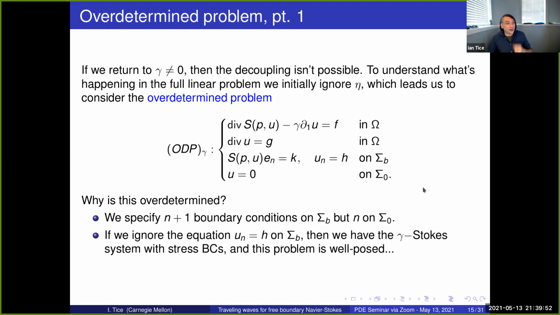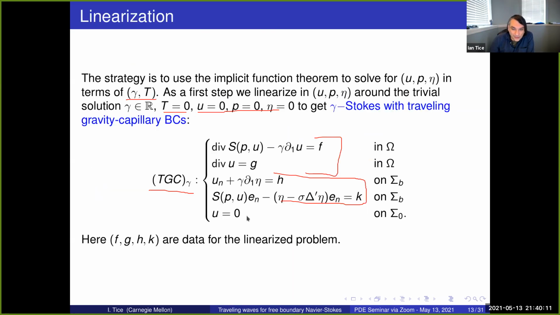And so what we're going to say is, all right, well, maybe this idea of setting gamma to be 0 was faulty. Maybe we need to look at the case where gamma is non-zero, in which case this decoupling that I described before is not possible. To get a sense of what happens to the resulting problem, this is a fairly complicated system where we have 3 unknowns, P, U, and eta.